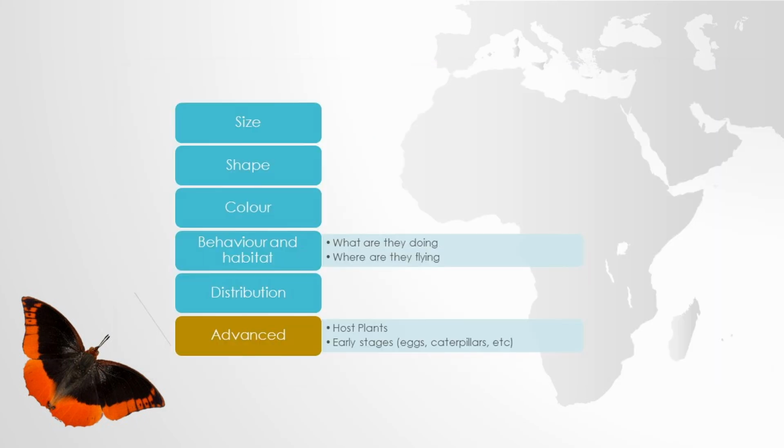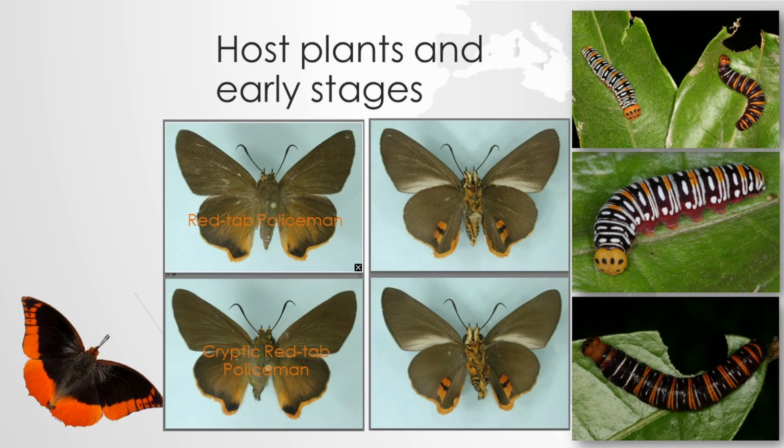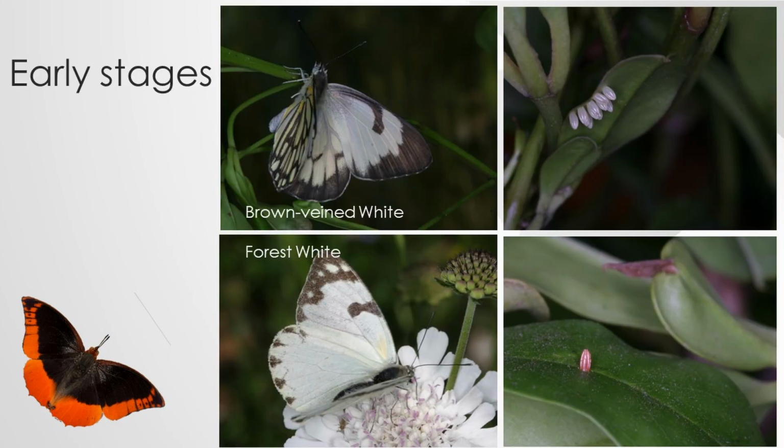This session will not really cover the early stages, except to highlight that these can also assist in identification. As is the case in these policemen, where the two species are virtually impossible to separate as adults, but the caterpillars are extremely dissimilar. In this case, the brown-veined white can be separated from the forest white by the fact that the one lays its eggs singly and the other in a cluster.